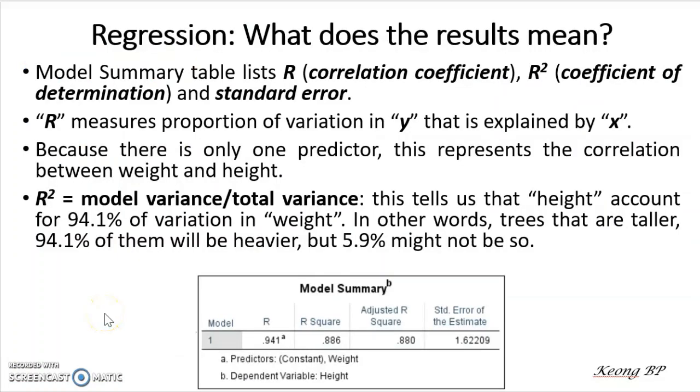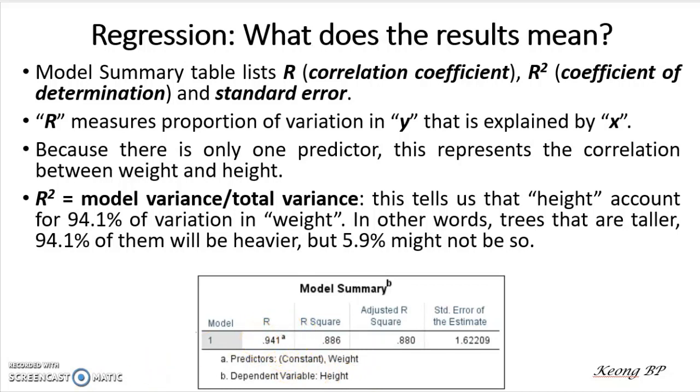Now let us interpret the test analysis result of regression. The statistical table that is generated will be the model summary. Model summary will show us a few test analysis results. The first is the R, which is known as the correlation coefficient. The correlation coefficient between weight and height is 0.941.